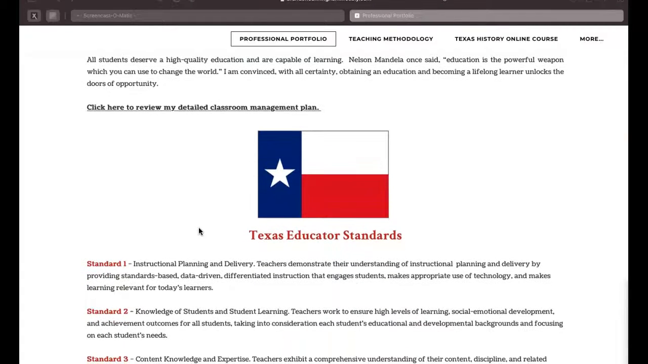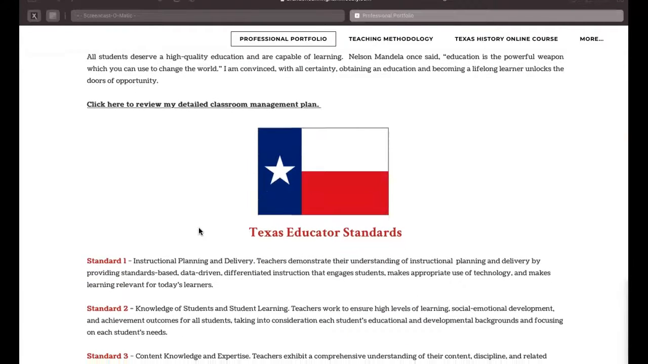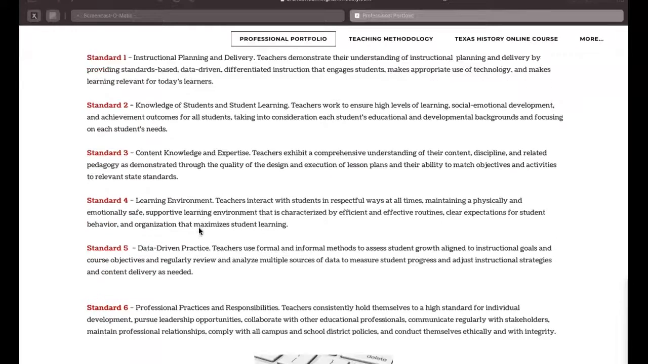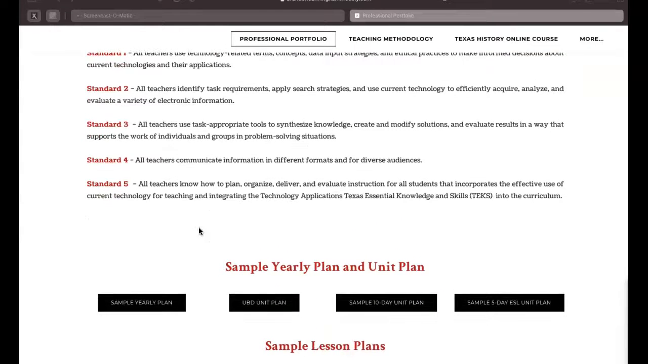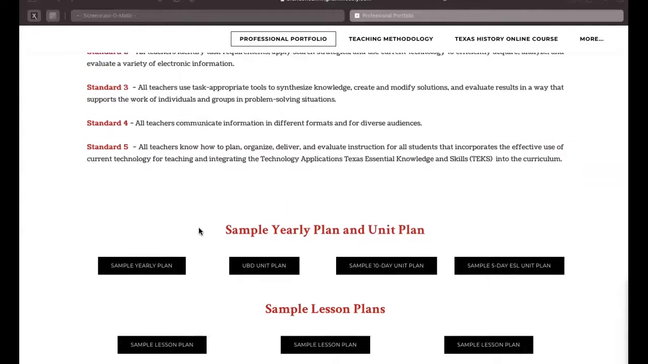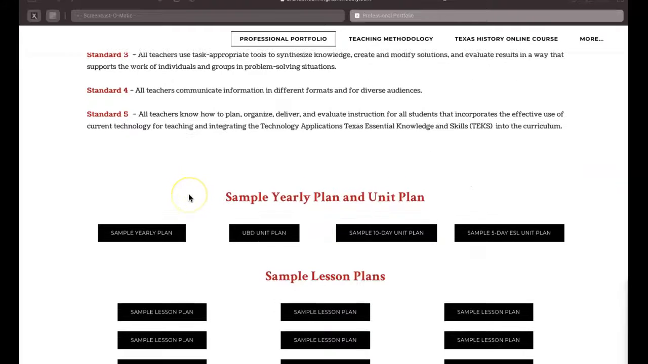Then, as you scroll down through the main page of my portfolio, you have the Texas Educator Standards and the Texas Technology Standards for Educators. And once you get past those things, you start getting into things that I've created. So you have a sample of a plan that I created of an entire year for a U.S. history course, and then different unit plans there that are linked.